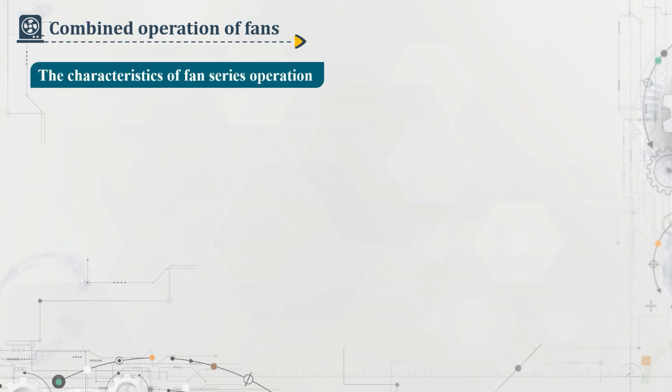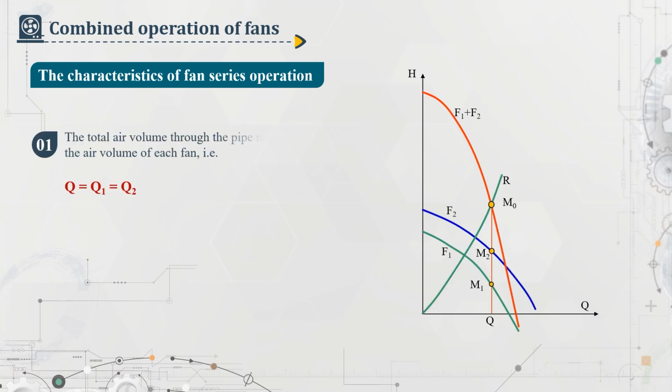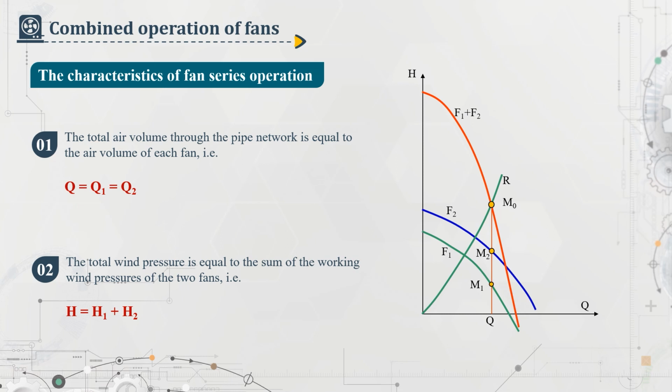The characteristics of fan series operation are: 1. The total air volume through the pipe network is equal to the air volume of each fan, that is, Q equals Q1 equals Q2. 2. The total wind pressure is equal to the sum of the working wind pressures of the two fans, that is, H equals H1 plus H2.